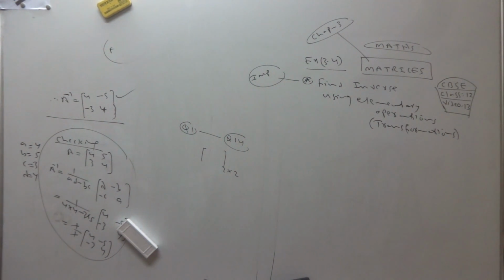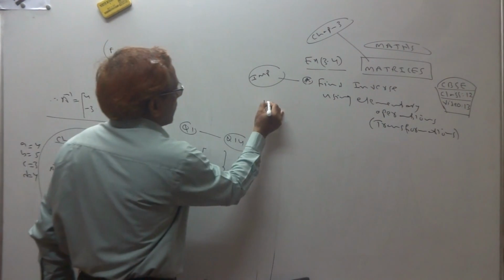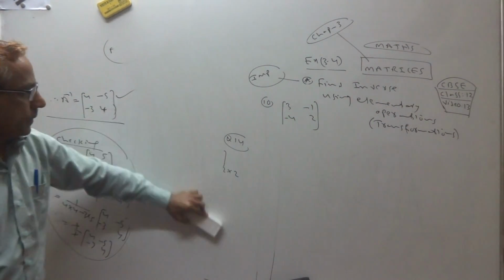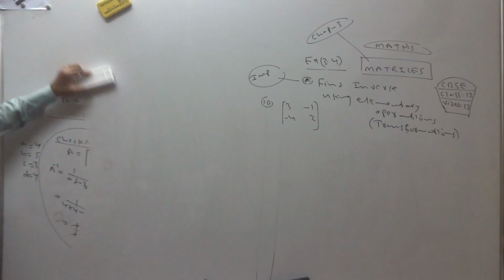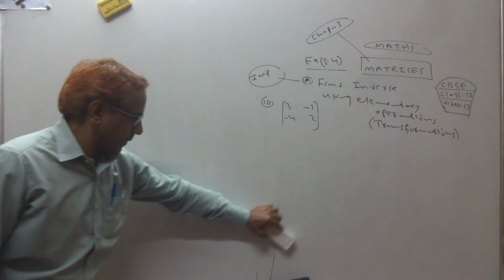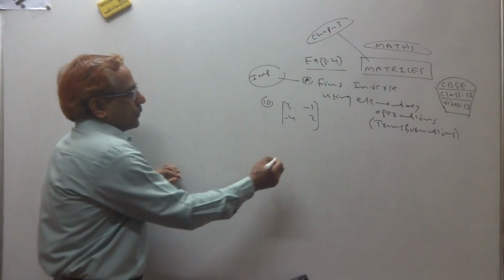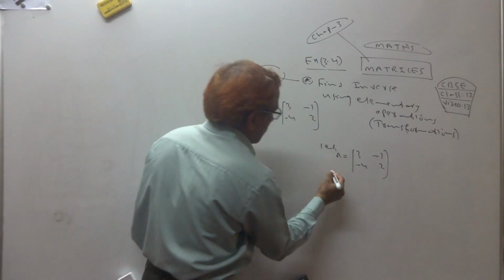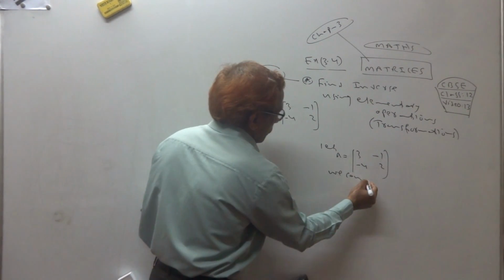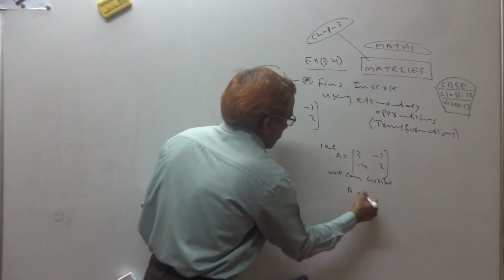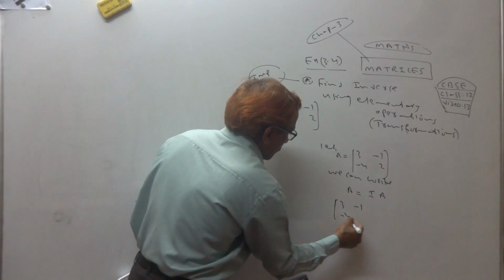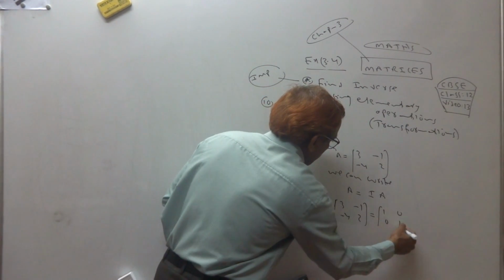Say I am doing the 10th question: the matrix [3, -1; -4, 2]. First, suppose it is A = [3, -1; -4, 2]. After that we can write A = IA. What is A? [3, -1; -4, 2]. I is [1, 0; 0, 1].